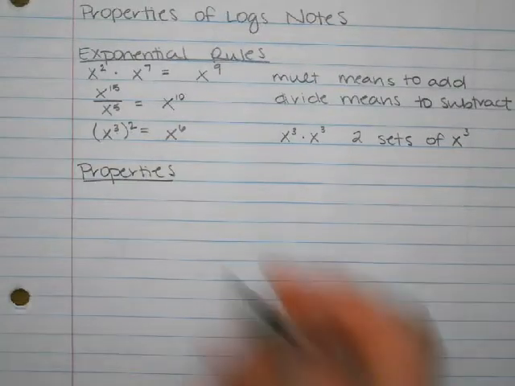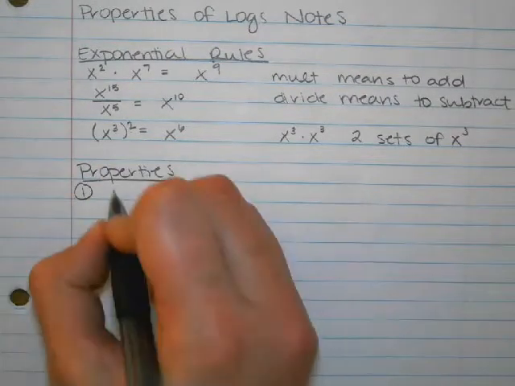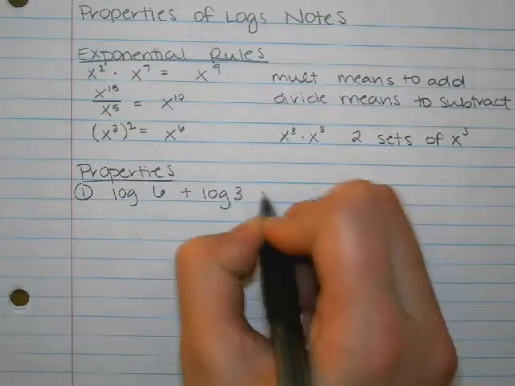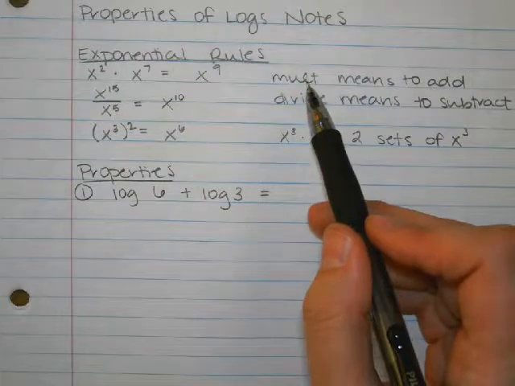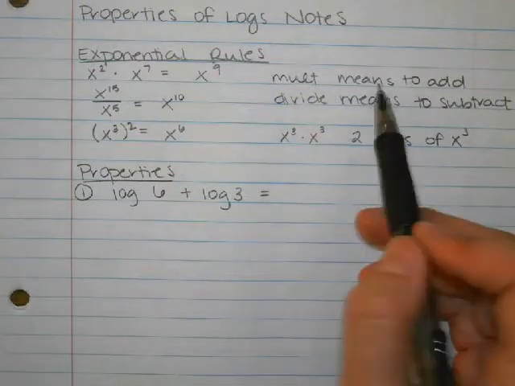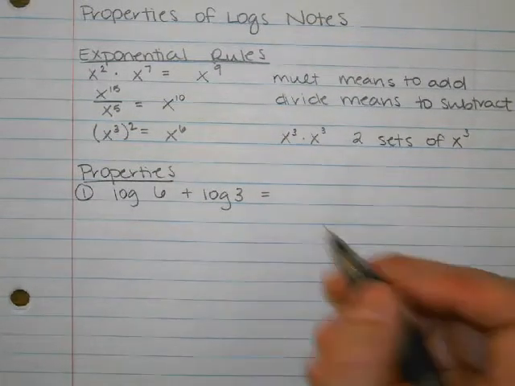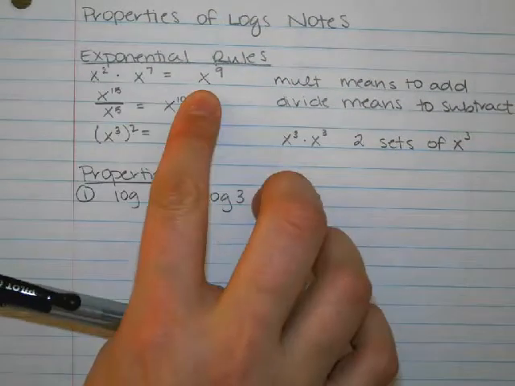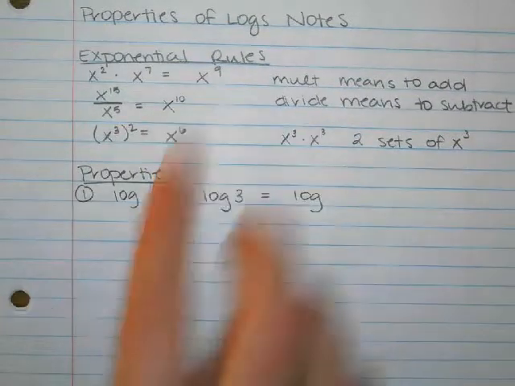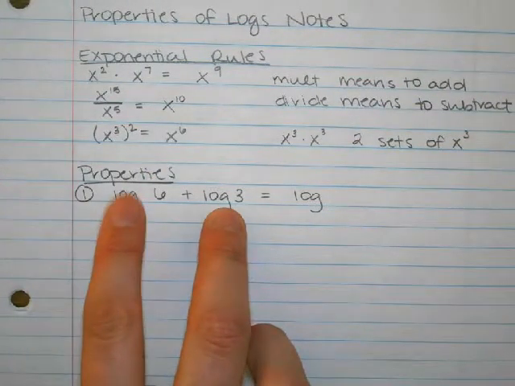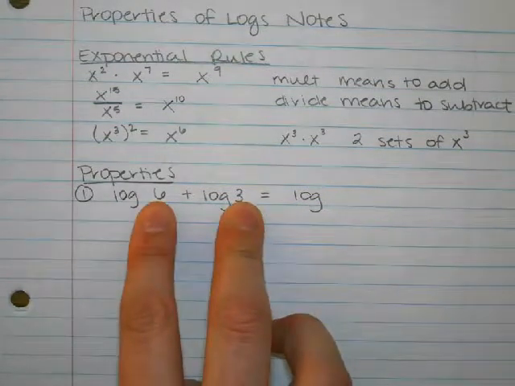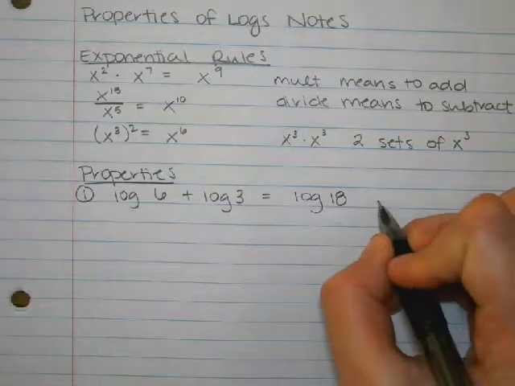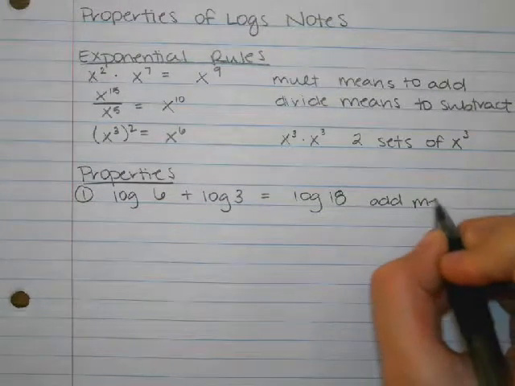So here are our properties. First, we're going to look at log of 6 plus log of 3. Here, it's going to be the opposite, basically. Up here, multiply meant to add. Down here, add means to multiply. So we're going to write log once, because the bases are the same, so we just write the base one time. So we're kind of condensing things down. Here, log and log are the same, and then we multiply these two together. 6 times 3 is 18. So for us now, add means to multiply.